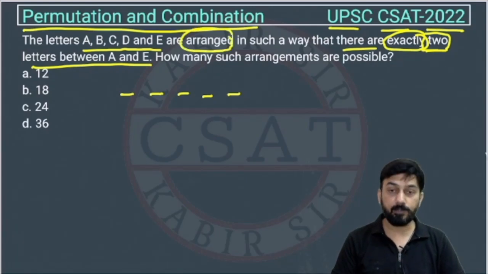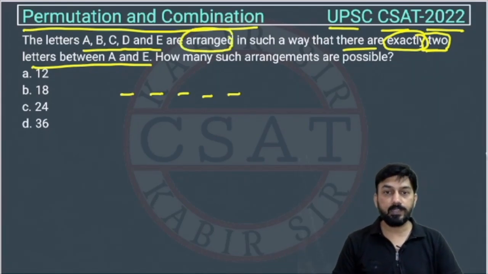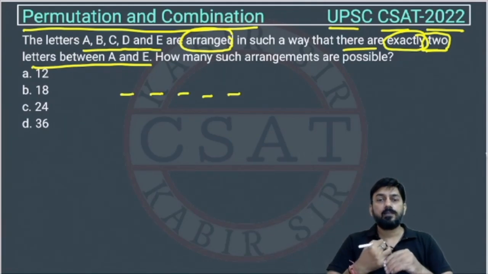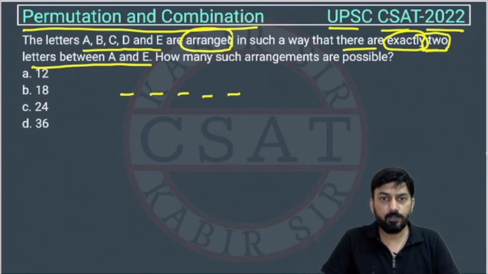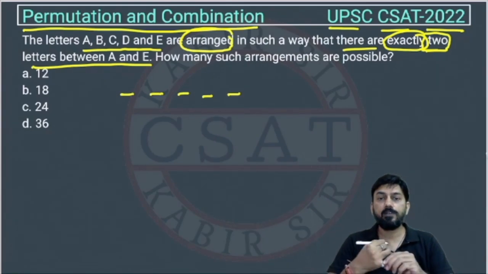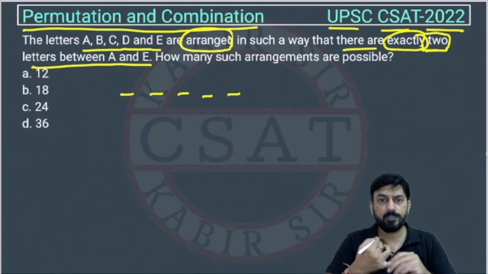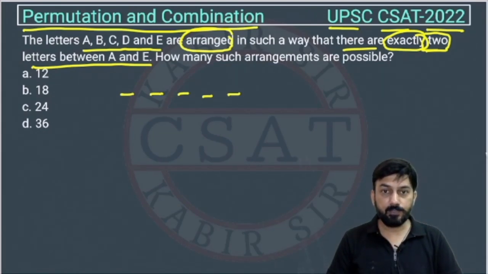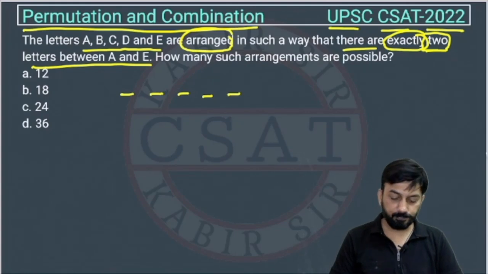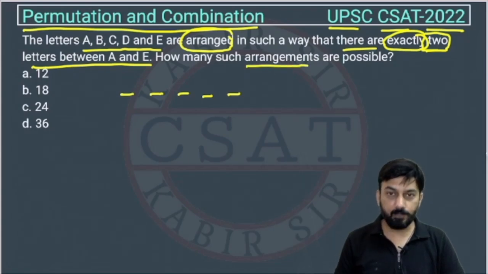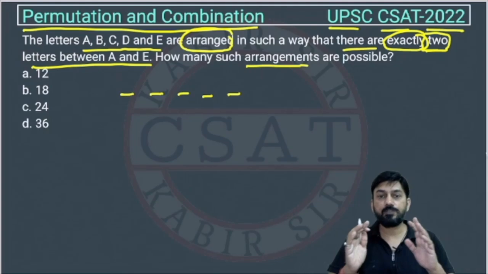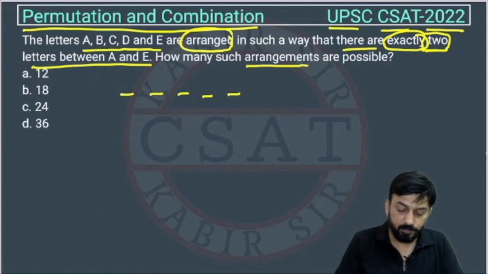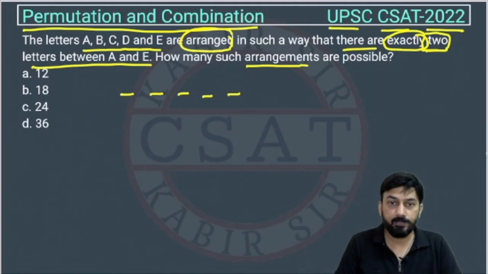So this is not a selection problem. This is arrangement. Whenever there is a keyword of arrangement, you have to understand that this is permutation we will use, not combination. And if there is a keyword of selection, then we will use combination. So this is arrangement, so we will use permutation. There are 5 places and there should be 2 letters between A and E. How many such arrangements are possible? A और E के बीच में हमेशा 2 letters होनी चाहिए. Then we will see how many arrangements are possible.